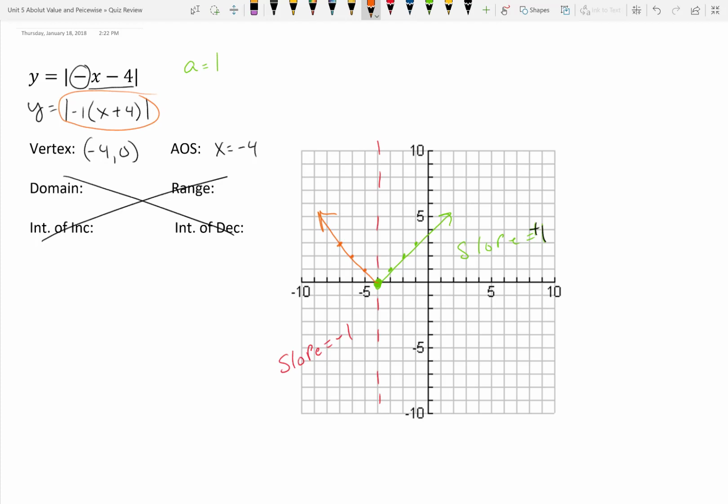The question would ask me most likely to list all of the transformations that took place. So when you see that negative sign in there, you would say horizontal reflection would be the best way to answer that. If you said reflection over the y-axis, I would accept that as a correct answer as well.